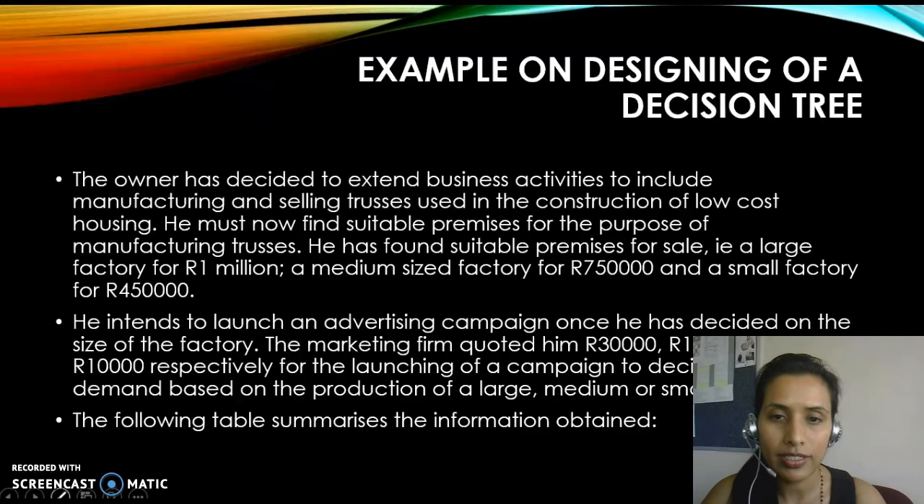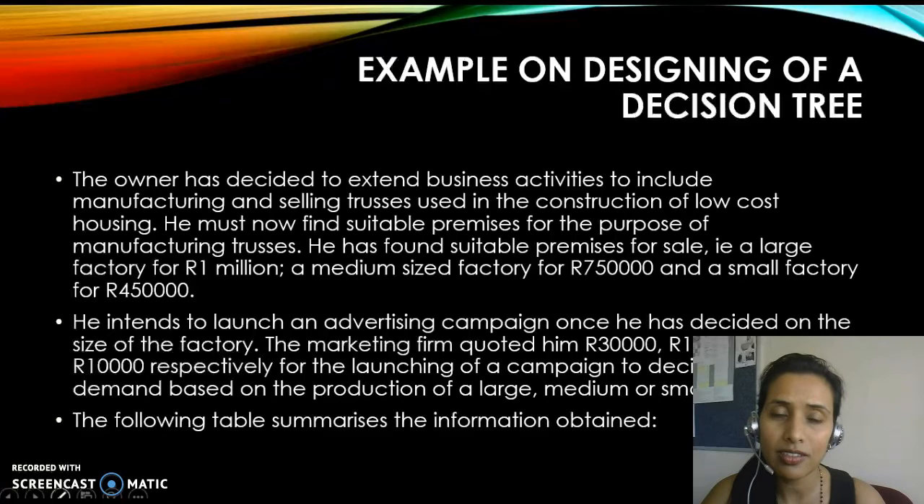manufacturing and selling trusses used in the construction of low-cost housing. He must now find suitable premises for the purpose of manufacturing the trusses. He's found suitable premises for sale, that is a large factory for R1,000,000, a medium factory for 750,000 rands, and a small factory for 450,000.